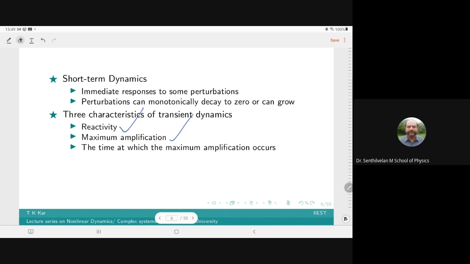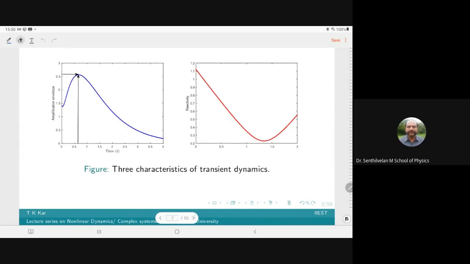And the maximum amplification, later I will discuss what the maximum amplification is, the time at which this amplification occurs, and how you will measure the reactivity, maximum amplification, and the time at which the maximum amplification occurs mathematically. Before that, first, I will briefly describe, okay, I am coming to this graph later.